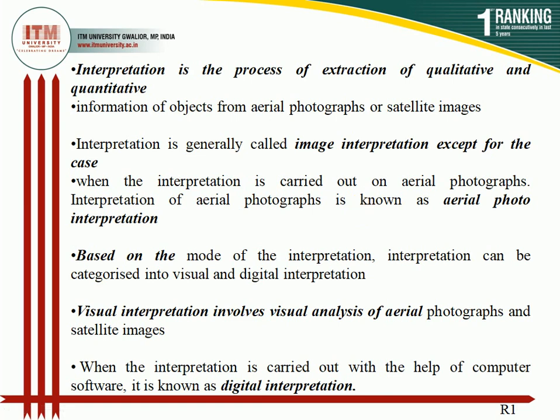Now what is interpretation? Interpretation is basically the extraction of qualitative and quantitative information, whether from an aerial image or a satellite image. The interpretation done from aerial photographs is called aerial photo interpretation. And there are two types of interpretation techniques. One is visual interpretation and the second one is digital interpretation. Visual interpretation basically involves visual analysis, and digital interpretation involves analysis with the help of a computer.